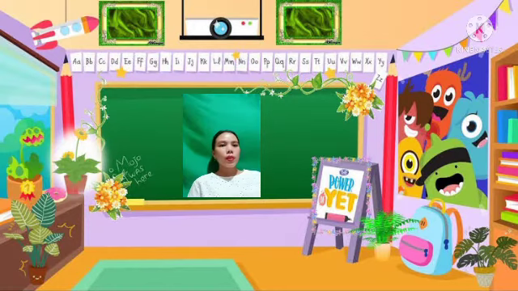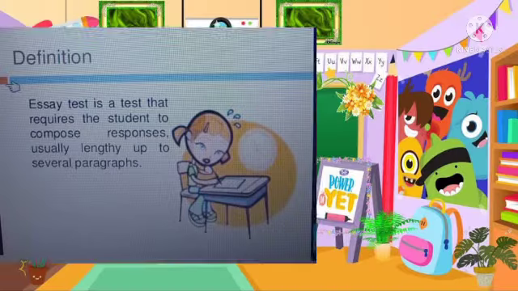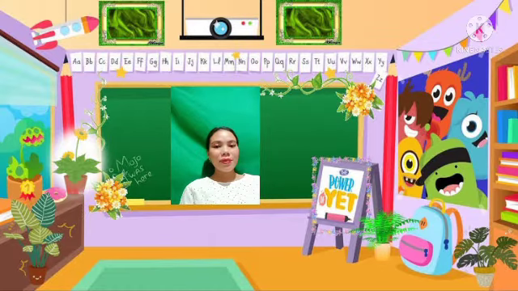Now let's move on to the essays. So the definition of an essay: the essay test is a test that requires the student to compose responses, usually lengthy, up to several paragraphs. So it is also classified as one of the supply types or constructed response types of test. Essay test is an assessment technique that requires students to thoroughly respond to a question or prompt by developing, organizing, and writing an original composition.